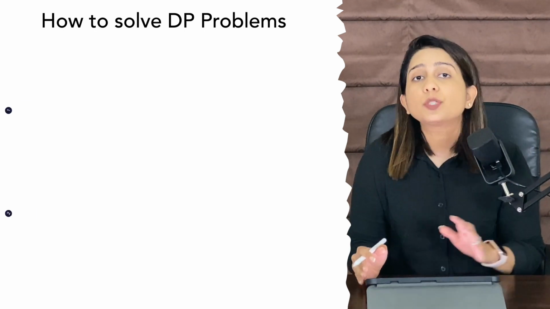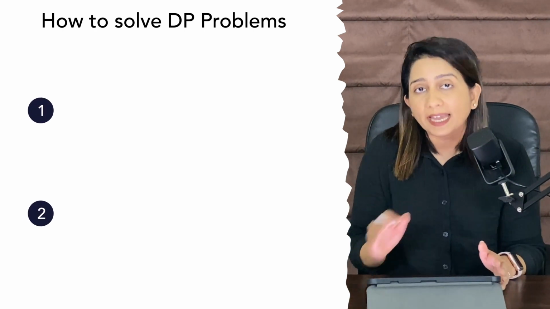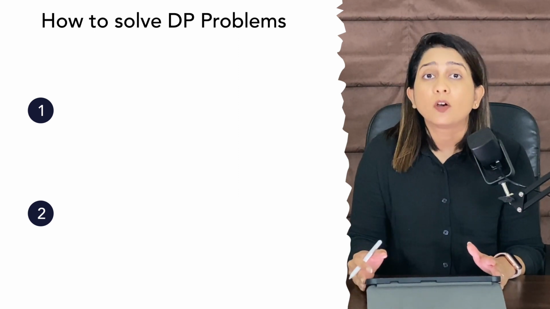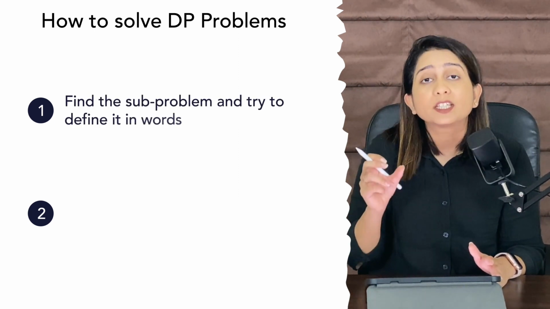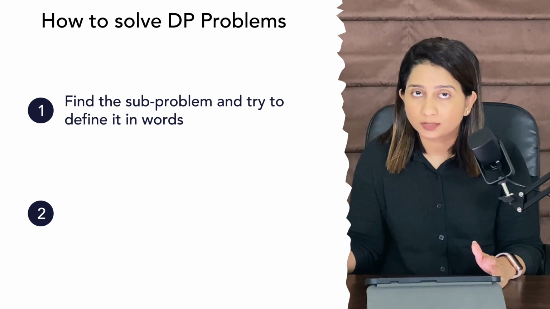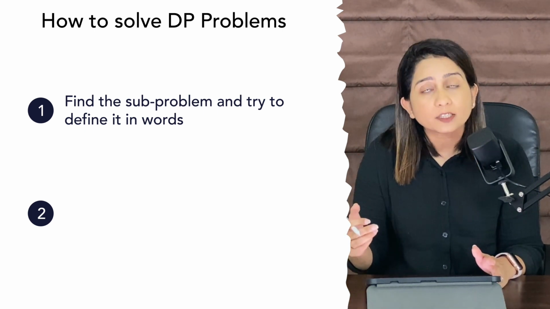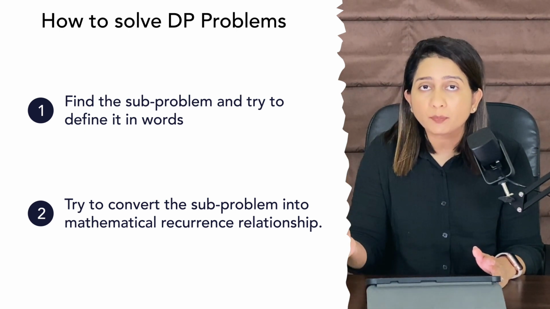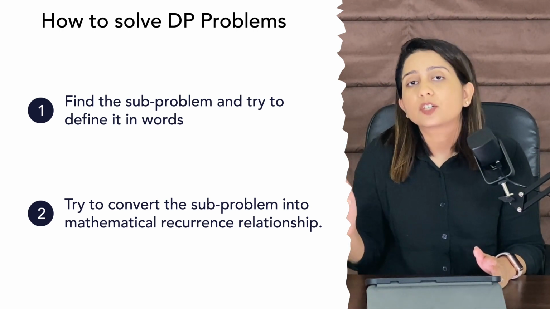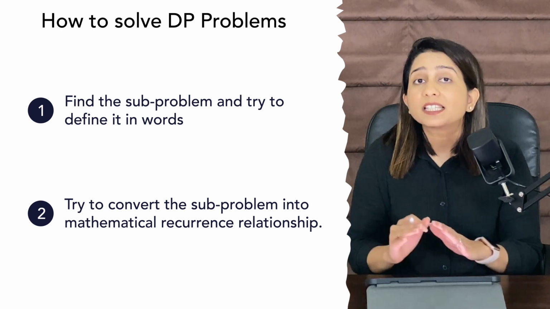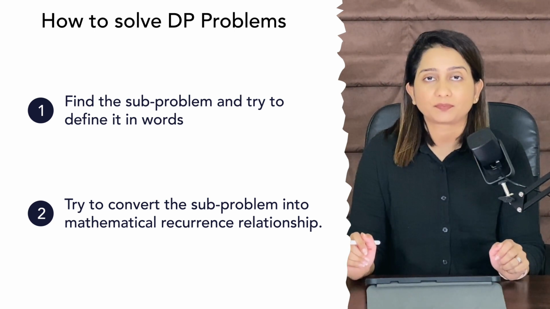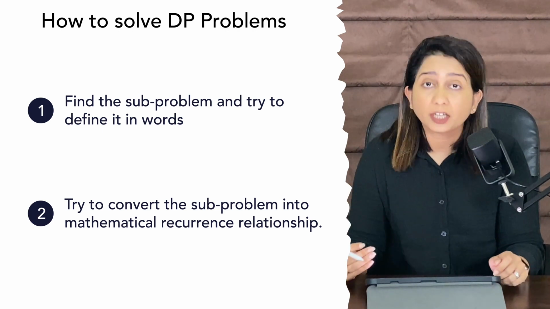There are just two simple steps in order to attack any DP problem. Those two simple steps are: first, find a sub-problem and try to define it in words. And second, try to convert that sub-problem that you have defined in the first step into a mathematical recurrence relationship. This is the crux of any DP problem or the majority of DP problems. Now, let's try to understand that using an example.